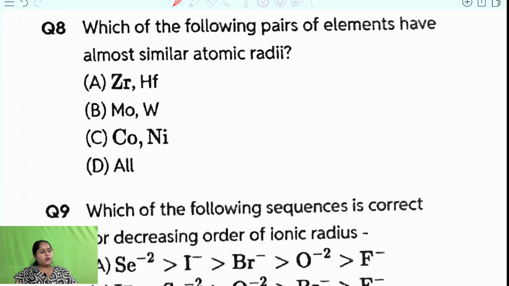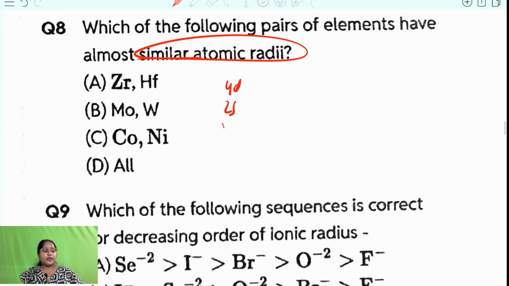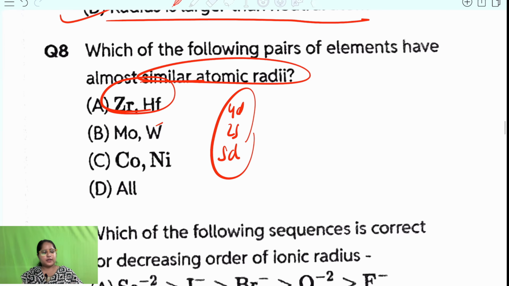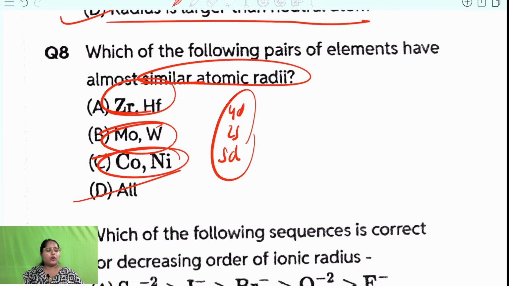Next, which of the following pairs of elements have almost similar atomic radius? I have told you 4d and 5d will become almost similar due to lanthanide contraction. So who all are 4d, 5d elements? Zr, Hf, Mo, W, Co, Ni. So all of these. Okay, ma'am.